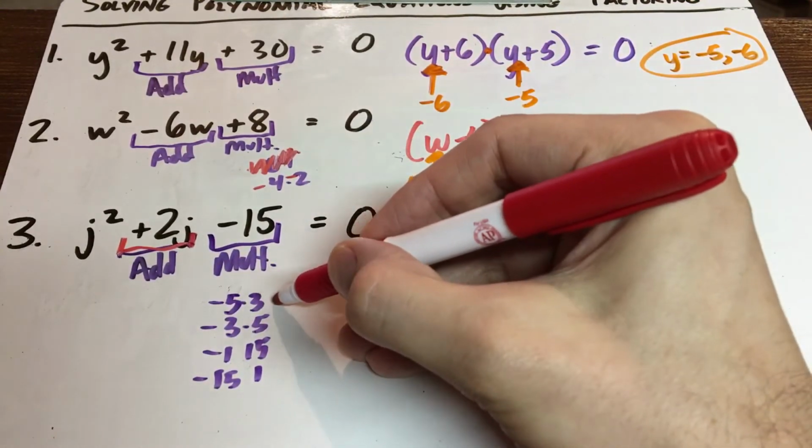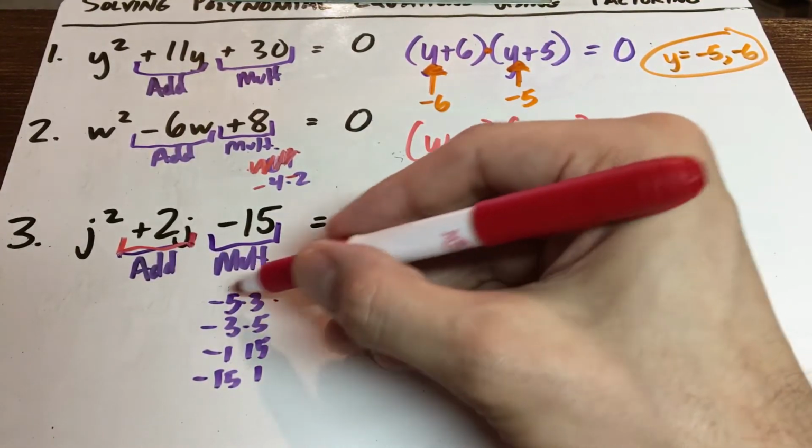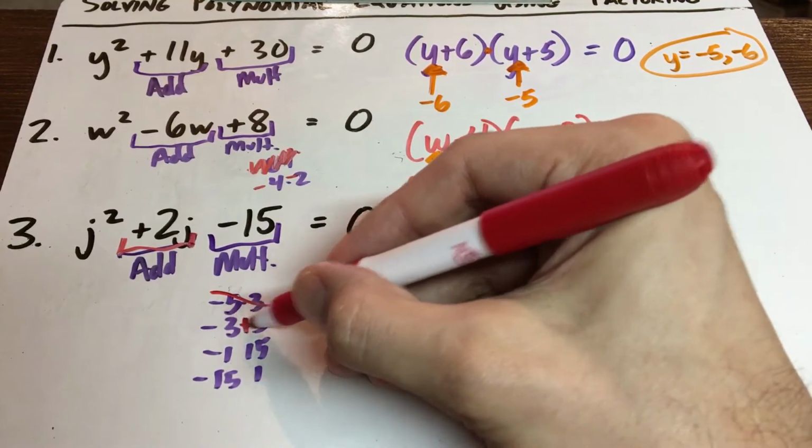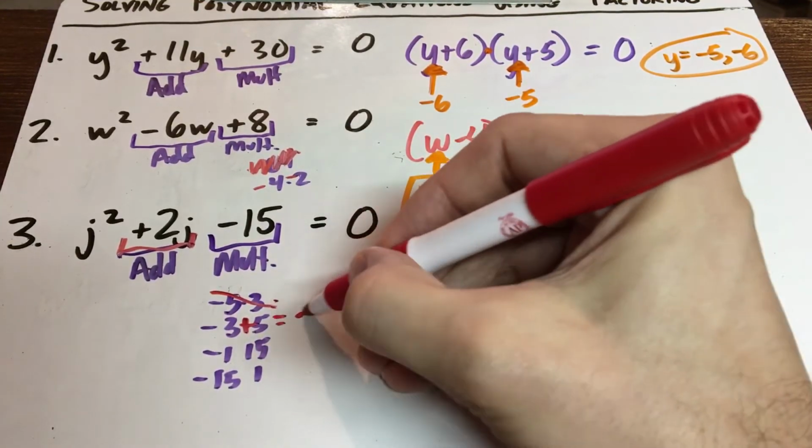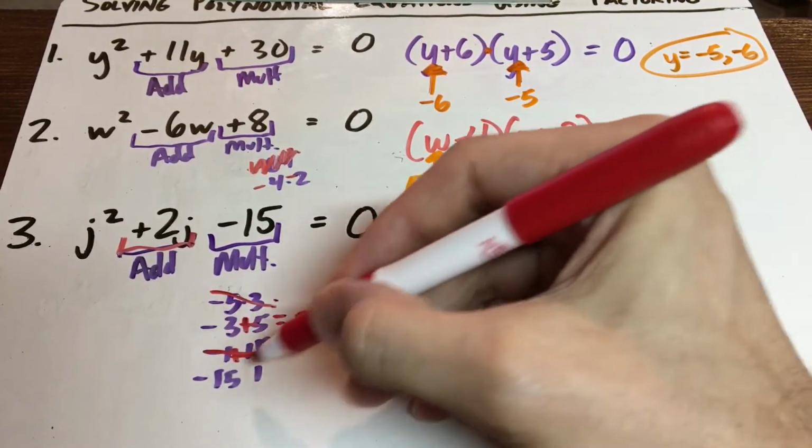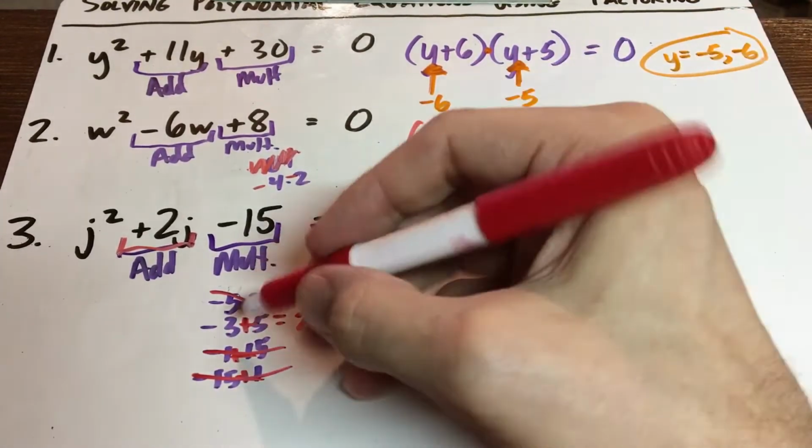And it's not that one. This one would equal negative 2 if we added it up. I think it's here, negative 3 plus 5. That would equal 2, right? That one would equal 14, this would equal negative 14. It's not those two. It's got to be this one.